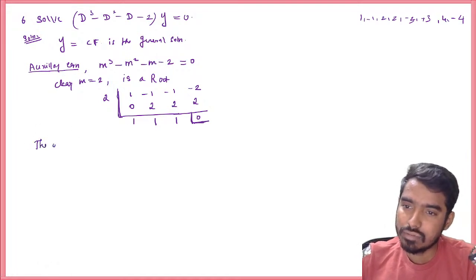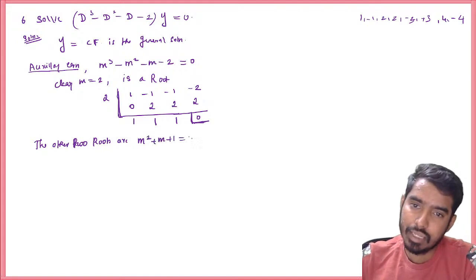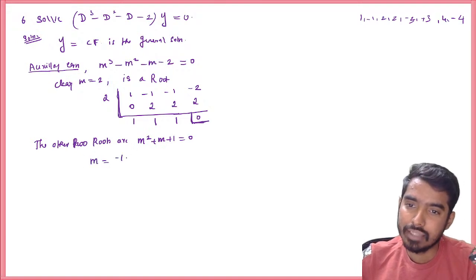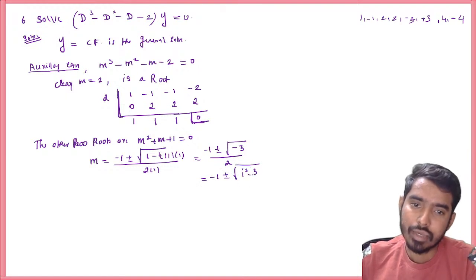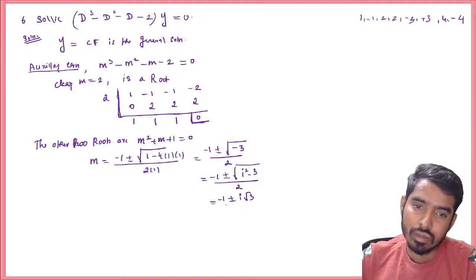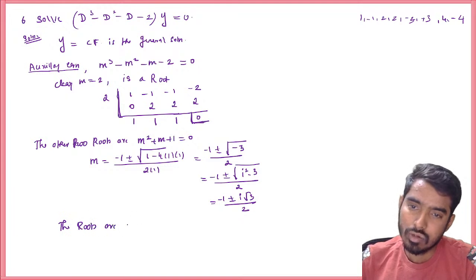The other two roots are found by solving this equation m square minus m plus 1 is equal to 0, right? So that means m is equal to minus b plus or minus root of b square minus 4ac divided by 2 times a. So minus 1 plus or minus root of minus 3 by 2, same as minus 1 plus or minus square root of i square into 3 by 2. Because i square is minus 1, I'm writing minus like this. Minus 1 plus or minus i root 3 by 2, right? That means we have the roots are 2, and minus 1 plus or minus i root 3 by 2.